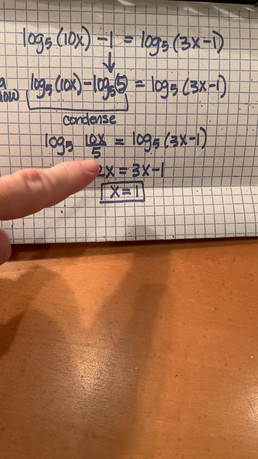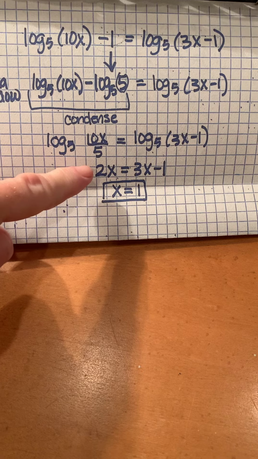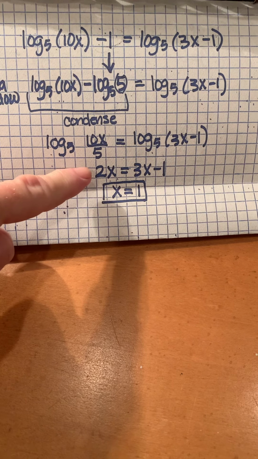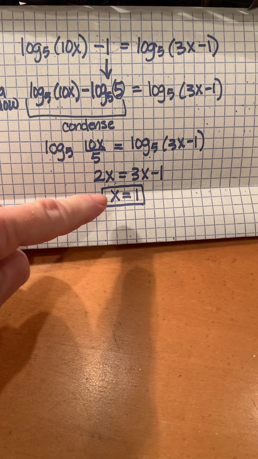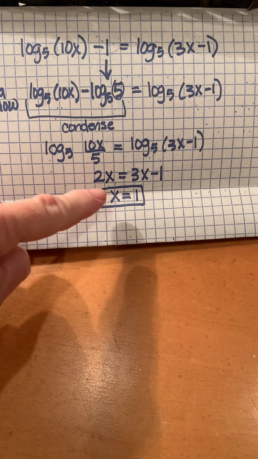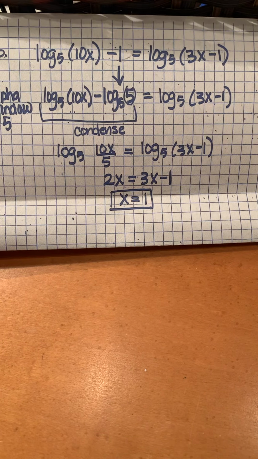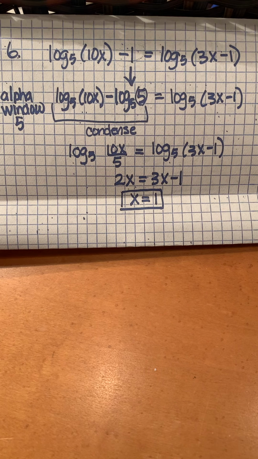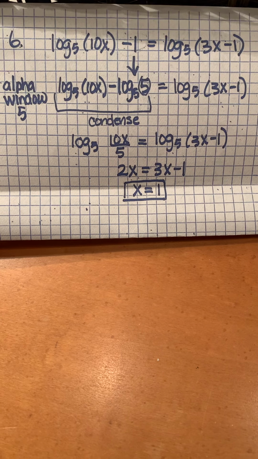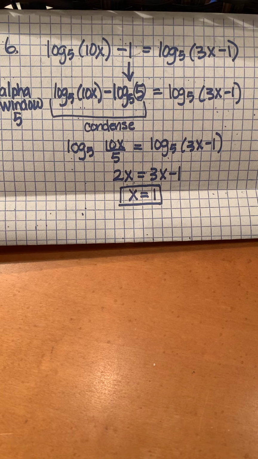10x divided by 5 is 2x. I subtracted 3x from both sides of the equation. I got x equals 1. When I substitute x back into the original problem, all of the arguments are greater than 0. So the x equals 1 is a solution to the problem.